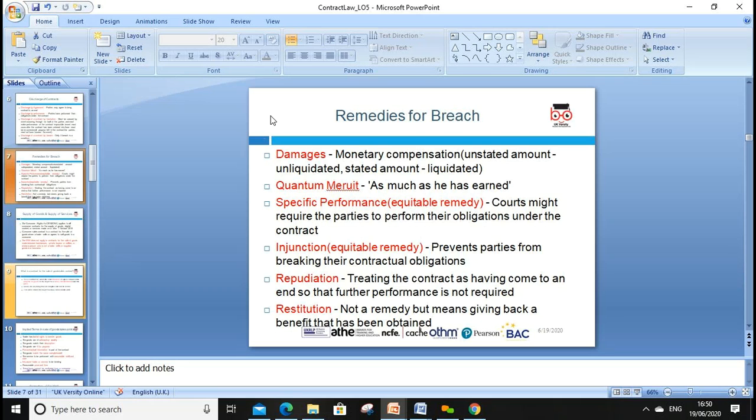Repudiation means treating the contract as having come to an end, so further performance is not required. Restitution is not a remedy as such, but means giving back the benefit that has been obtained.